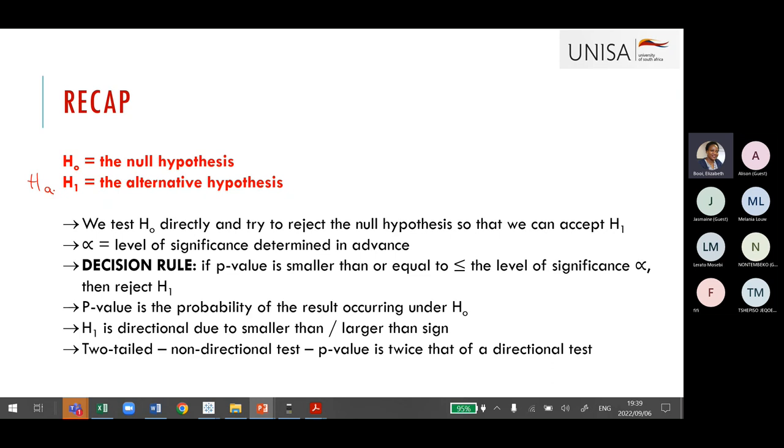A two-tailed test, which is also called a non-directional test, has a p-value that is always twice that of the directional value. So when you find the p-value for a one-directional test and they ask you for the two-directional test, you just multiply the one-directional p-value by two. If you have a two-directional p-value and they ask you for the one-directional p-value, you just divide it by two.